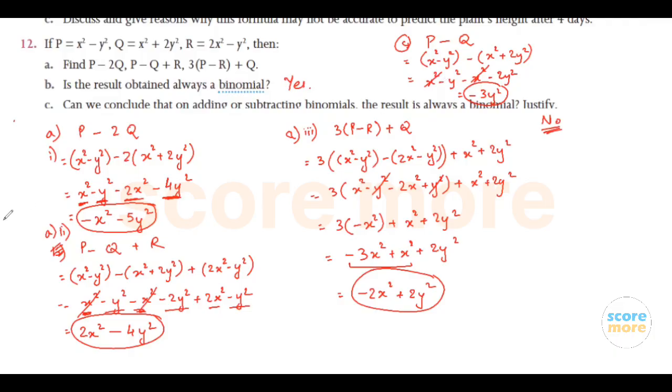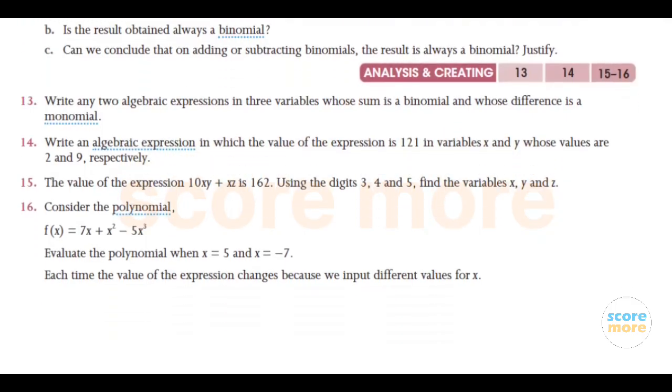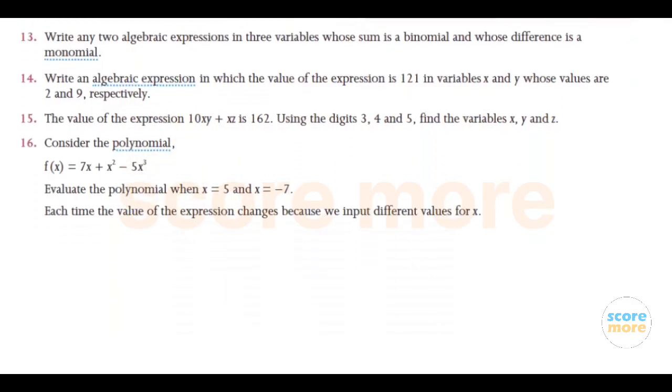Now moving on to question number 13. Question number 13 is: write any two algebraic expressions in three variables whose sum is a binomial and whose difference is a monomial. You have to write down any two algebraic expressions in three variables whose sum is a binomial, meaning the addition of both should be a binomial and the difference of both should be a monomial.